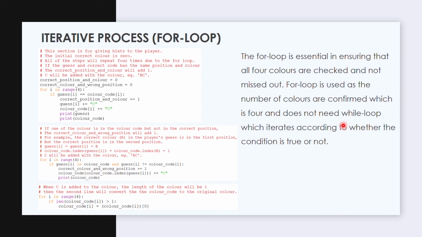For loop is used to append colors randomly to form a color code. Other than that, it is used to check the validity of the input so that every color is checked. You can see that for loop is also used to check whether the color is correct or not one by one.